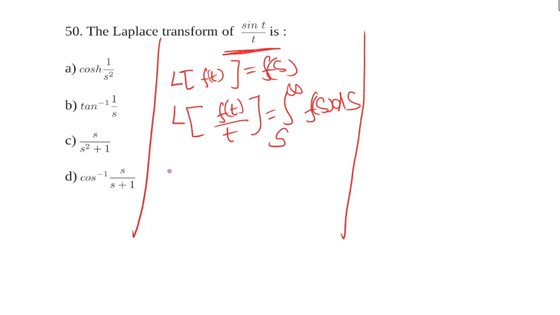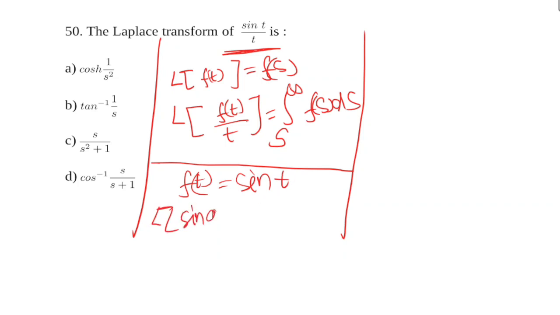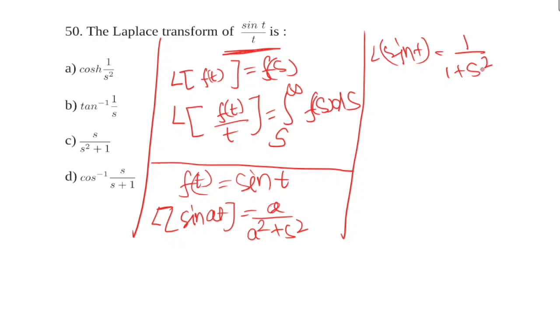Okay, here our f of t is sin t. And we know the Laplace transform of sin at is given by a by (s square plus a square). Here a is 1, so the Laplace transform of sin t is 1 by (1 plus s square).